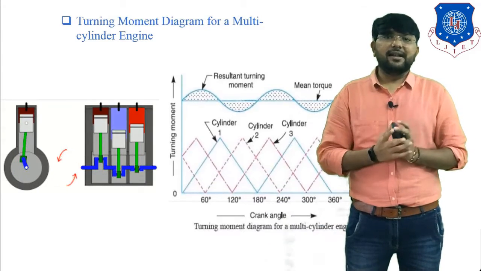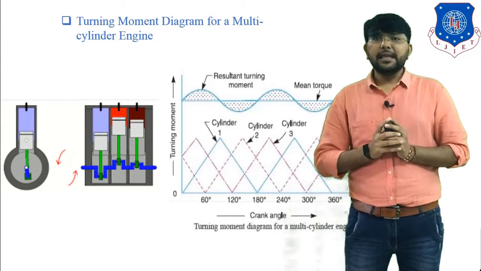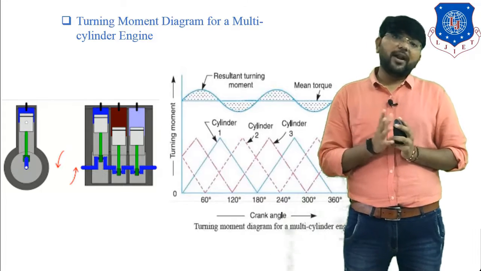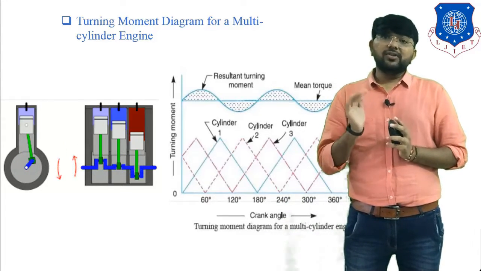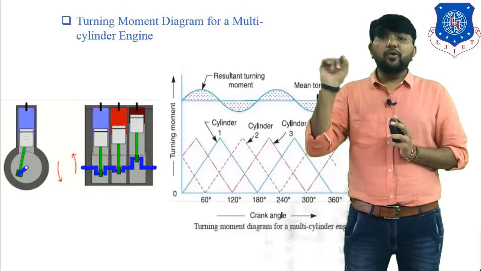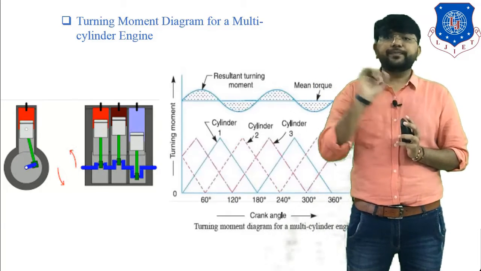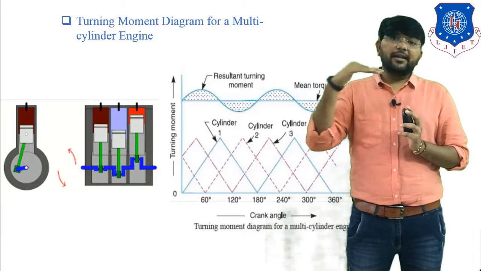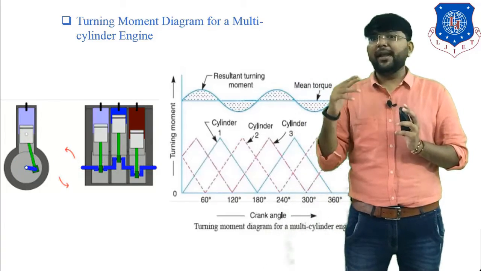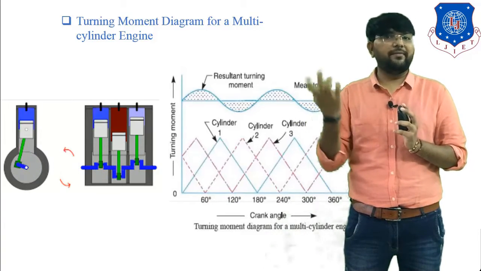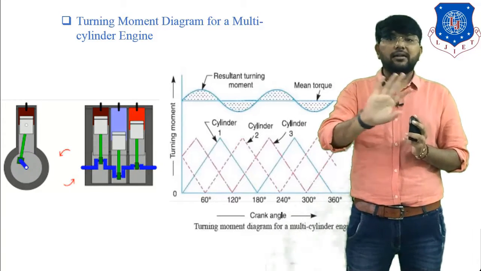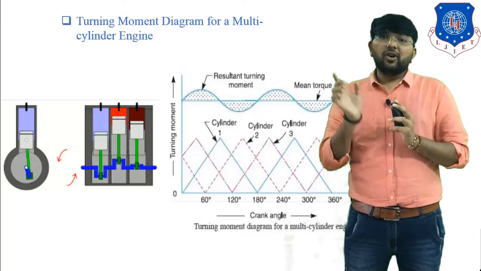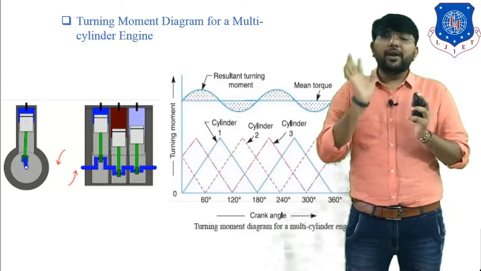Now we have to understand the turning moment diagram for the multi-cylinder engine. The turning moment diagram is turning moment versus crank angle. You see in this figure there is a positive loop and a negative loop. The positive loop indicates the flywheel receives some power, and the negative loop indicates the flywheel has to deliver some power. Clear?